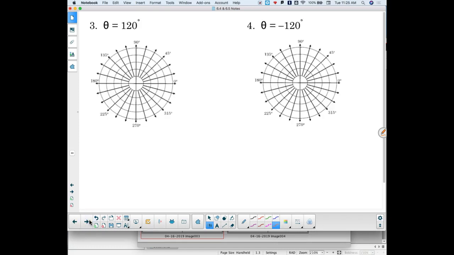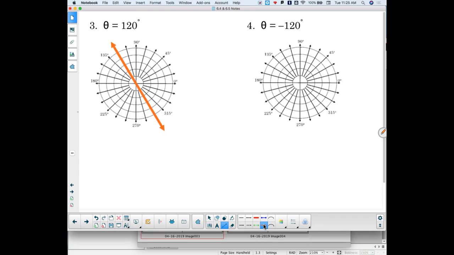Love it. Theta equals 120 degrees. What's that one going to look like? Line going through the pole at 120 degrees. So that would be that line.